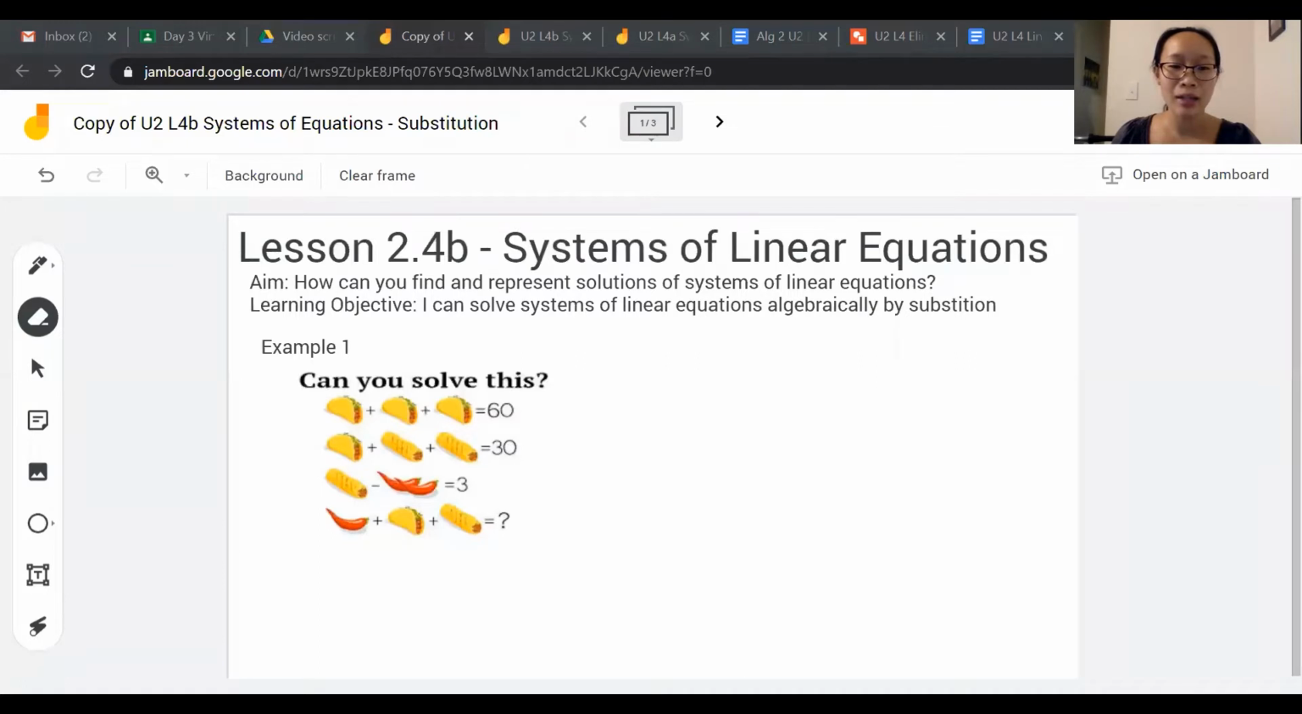So I want you to take a moment to pause and try this on your own. Can you figure out how much one pepper, one taco, and one corn dog is? We'll work through it together when we come back.